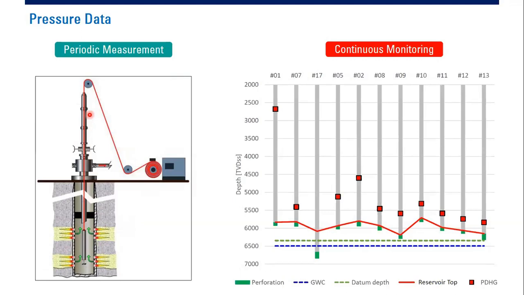But many companies use this kind of continuous monitoring. So we can call it periodic measurement, and we have continuous monitoring, where the pressure gauge are permanently installed in the tubing, so that it can continuously measure and monitor the pressure, the dynamic phenomena within the reservoir. Okay, so you can get the flowing bottom hole pressure either from periodic measurement or from continuous monitoring.